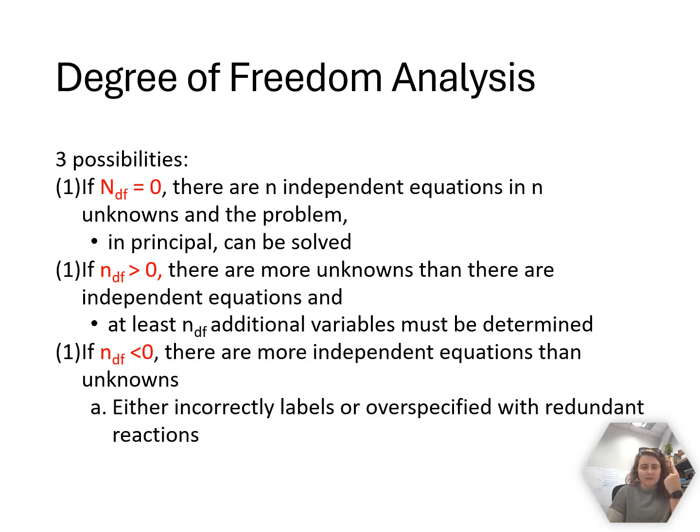The last possibility that we can have is the number of degrees of freedom is less than 0, which means that there are more independent equations than there are unknowns, which means that maybe we incorrectly labeled something, or this is what's called an overspecified problem. So there are redundant reactions, there are too many things going on. And an overspecified problem is sometimes challenging because it can lead to issues with information not aligning with each other. So these are the 3 outcomes that we can get. So the ideal outcome is 0 degrees of freedom. That's what we want. It wouldn't be bad if we had greater than or less than, right? But we'd have to think about how do we get things to work out.